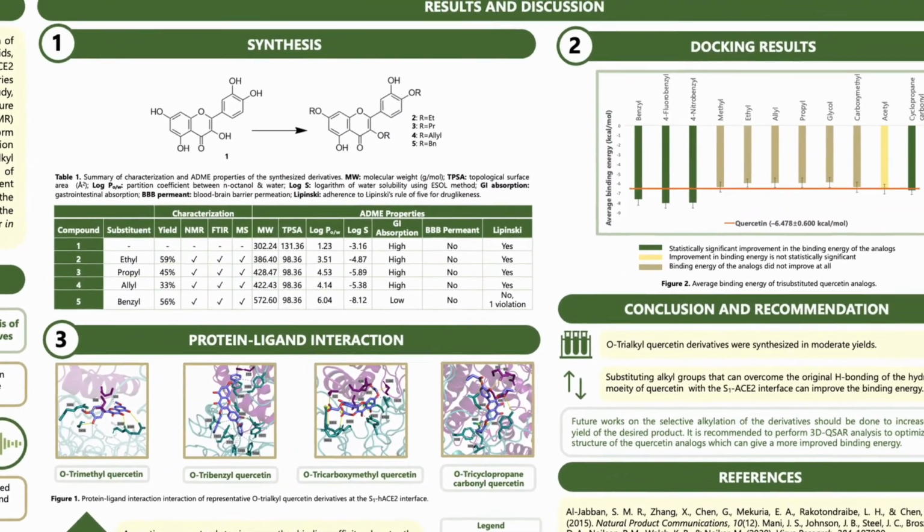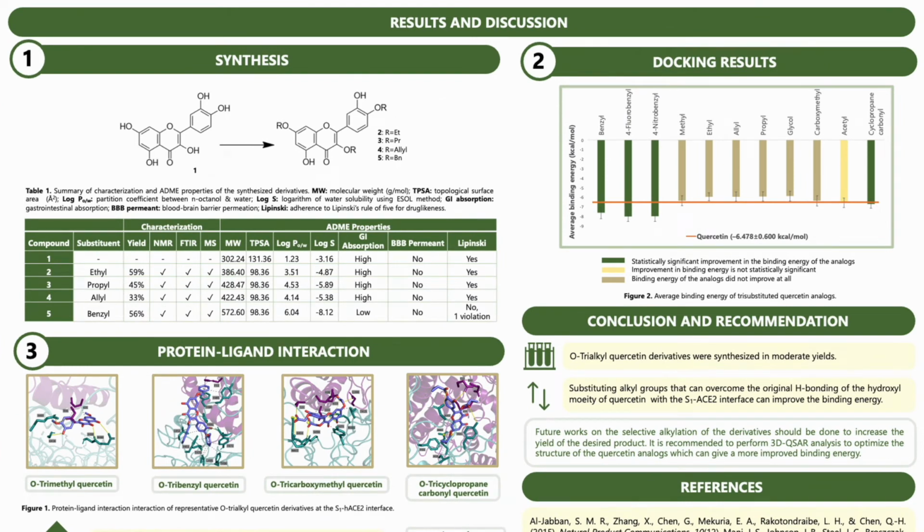O-trialkyl quercetin analogs were synthesized in moderate yields. The structures were confirmed through NMR, LCMS, and FTIR. The synthesized compounds were relatively more nonpolar compared to the parent compound. All except compound 5 adhere to Lipinski's rule of 5 for drug likeness, making them probable drug candidates.